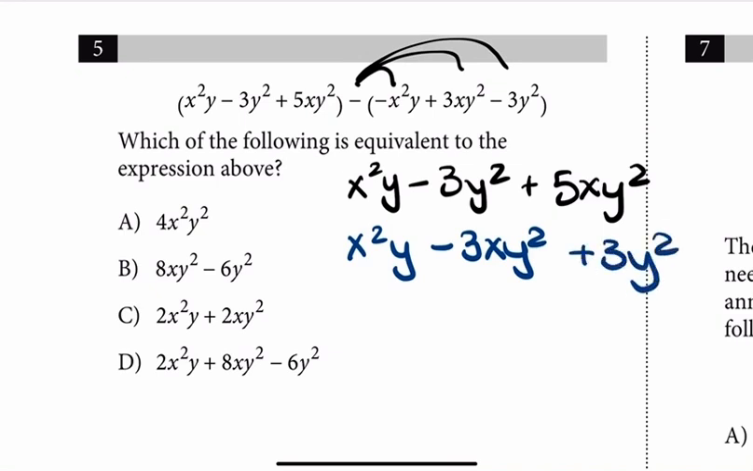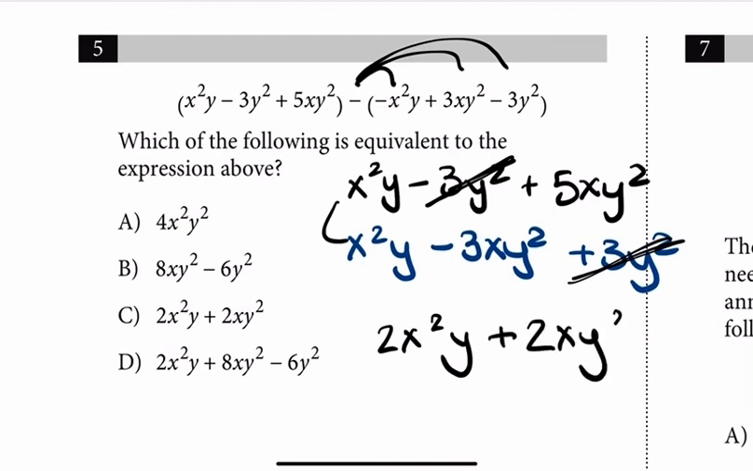So then in this case, I get lucky because this cancels out with this, plus and minus, and now all I have to do is add these two. So I get 2x squared y, and then 5xy squared minus 3xy squared, which is going to be plus 2xy squared, which is C.